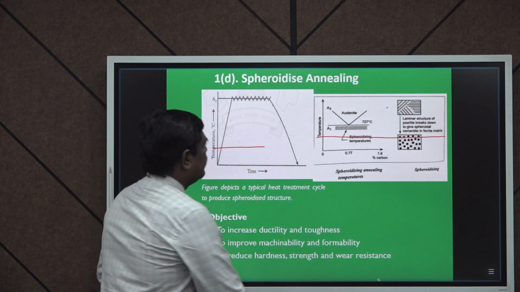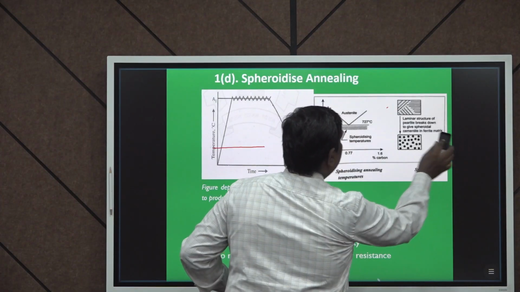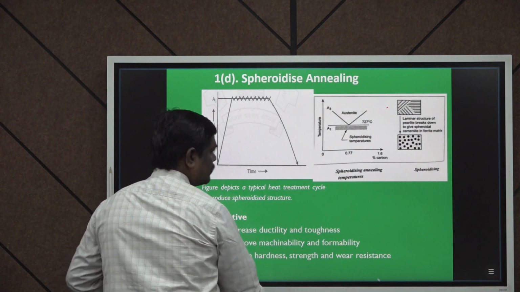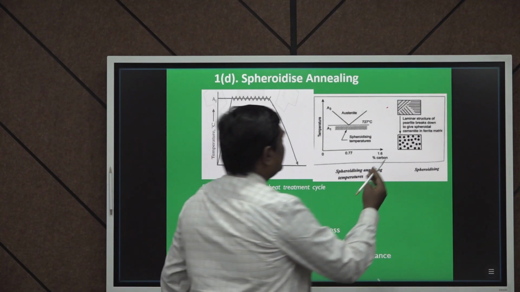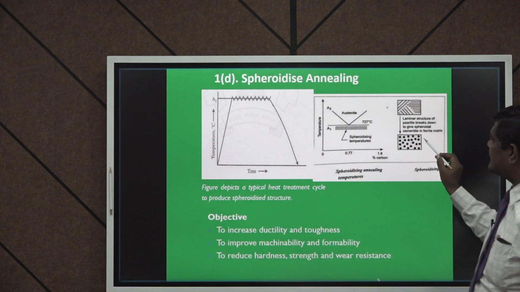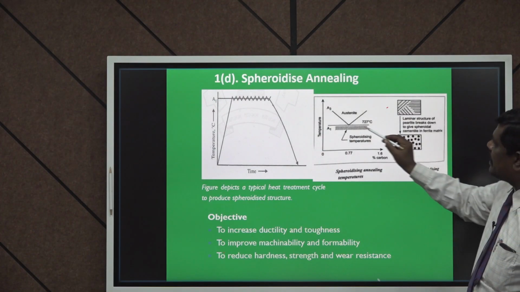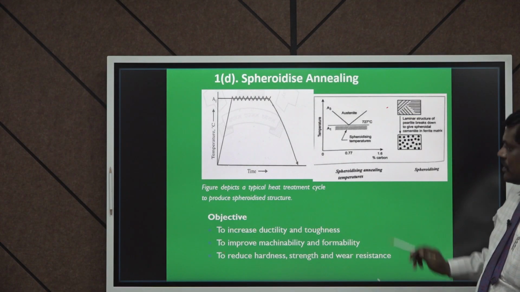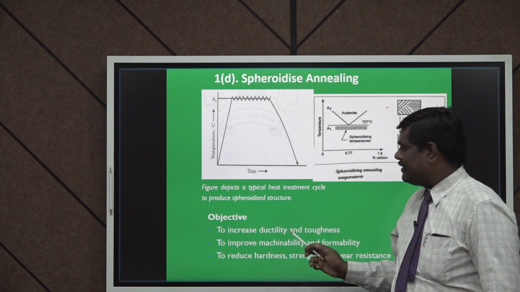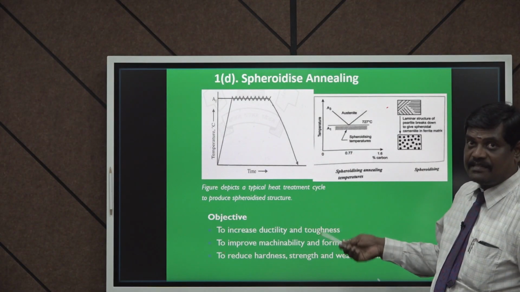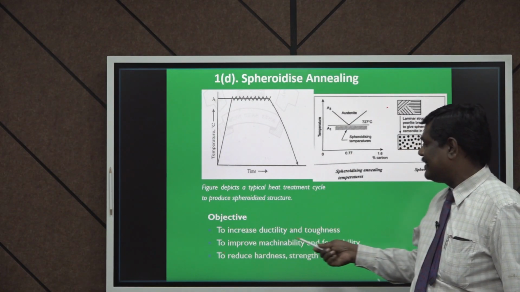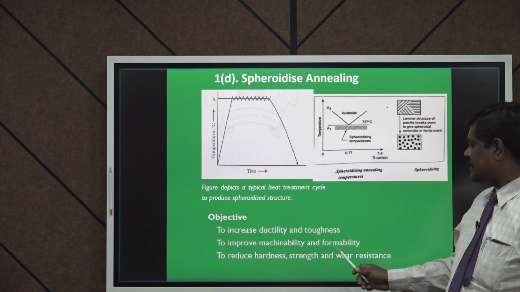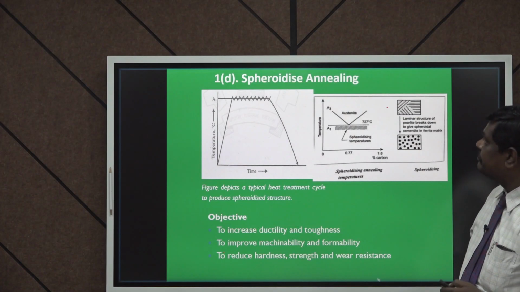So, look at this graph. Here the lamellar structure of pearlite is converted into globular form, and the temperature is just below the lower critical temperature. The main objective of doing this spheroidal annealing is to increase the ductility and toughness, to improve the machinability and formability, and to reduce the hardness, strength and wear resistance.